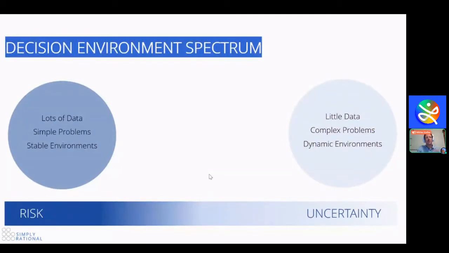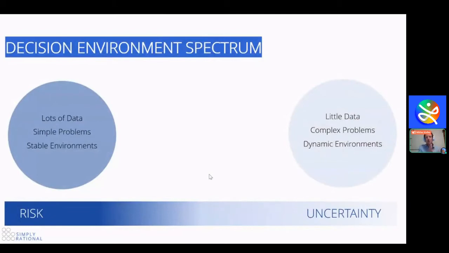So nowadays, a situation where you have a lot of data, where you have simple problems in the sense that you have a very good understanding of the causal structure of the underlying problem, right? It's not that it's a simple problem in that sense, but our understanding of that issue is very, very good. Or you have a very stable environment. That's where you are in a situation of risk.